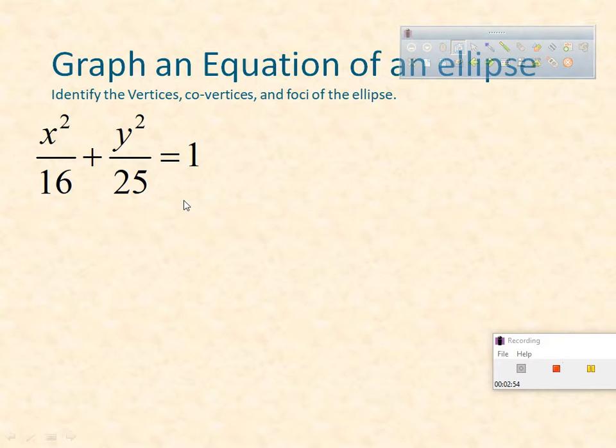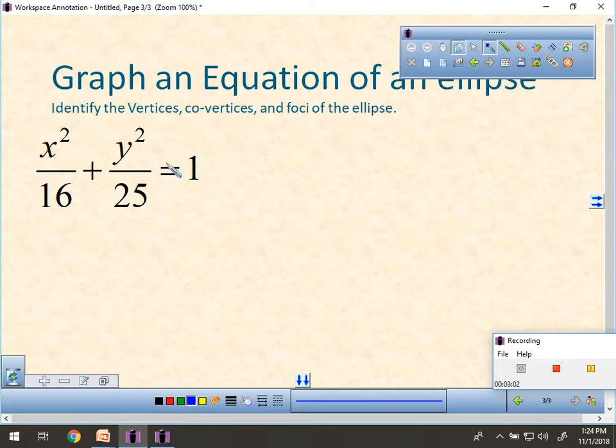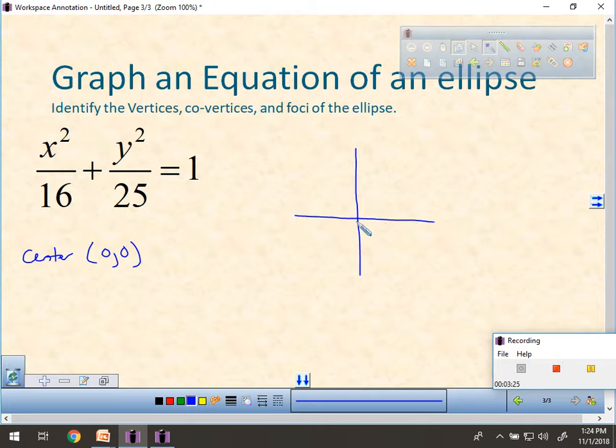So let's say that you were asked to graph this ellipse. I know that this is an ellipse and not a circle because, first of all, it's equal to 1, but also because I noticed that the coefficients in front of each of these terms are not the same. This is 1 over 16, this is 1 over 25. So the way I would graph this is first identify where my center is. My center is at the point 0, 0, since there's nothing with that x and that y. So I'm just going to put a point at 0, 0.